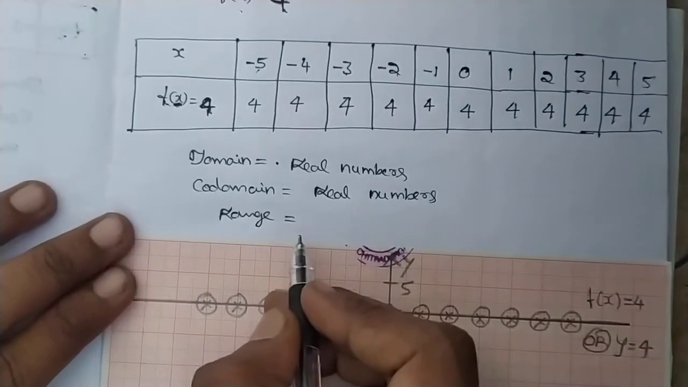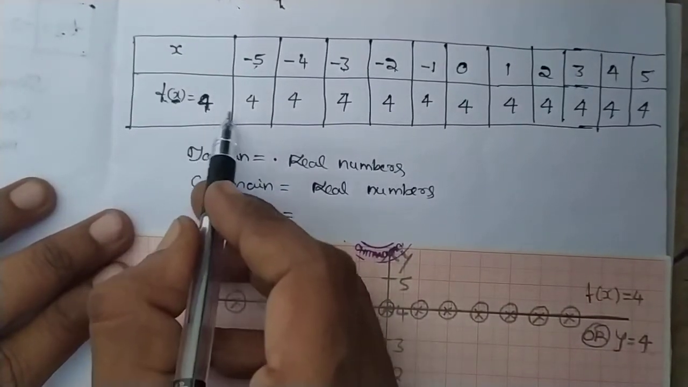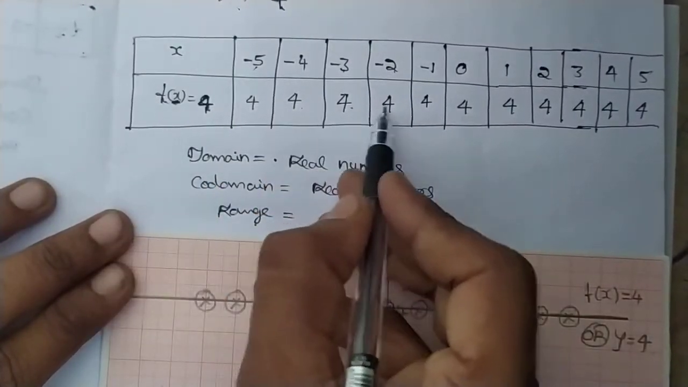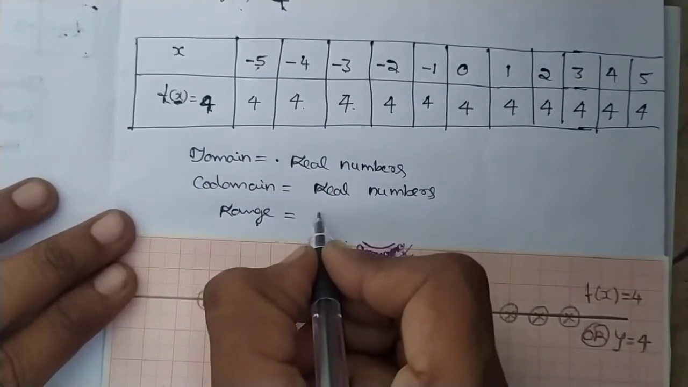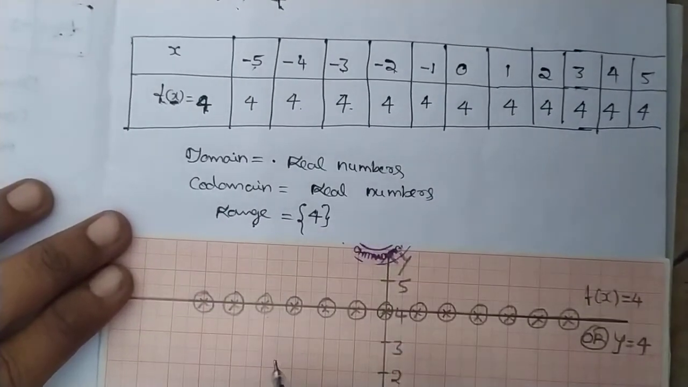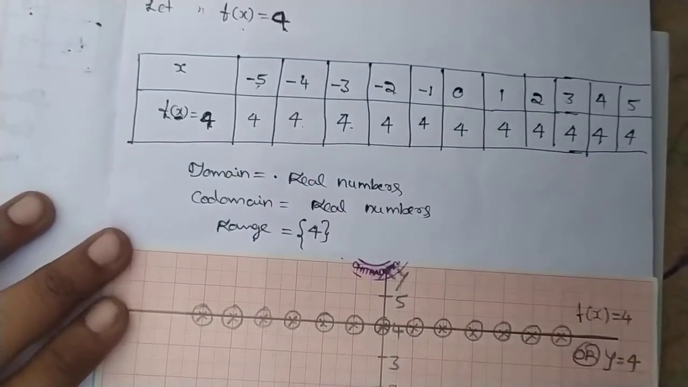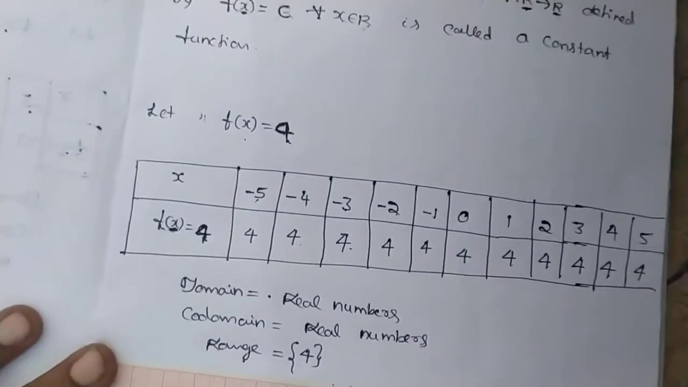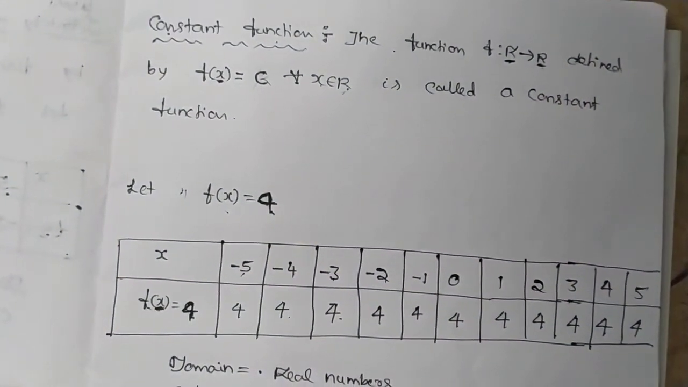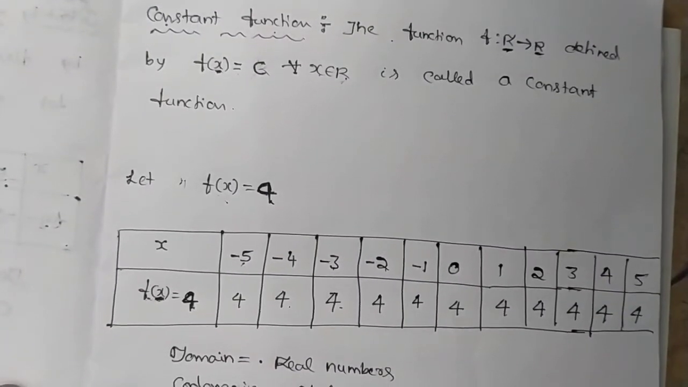What about range? I already told you that the output value is called the range. The output value is what? 4, 4, 4, right? Therefore, the range for this constant function is 4 only. Hence, it is a constant function. Just note down this function along with the graph in your notebook.